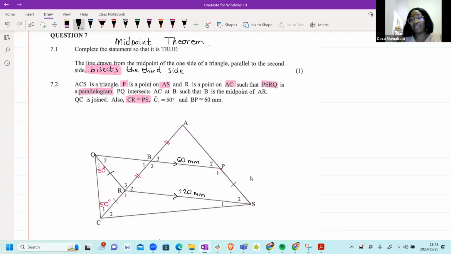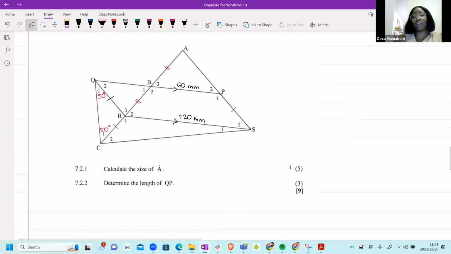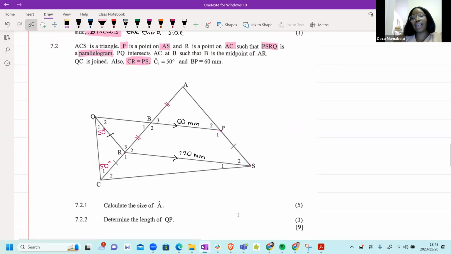All right. Okay, let's get to the first question. The first question says, calculate the size of A. And I want you guys to note that here, A is worth 5 marks. So there's work to be done. Okay, where would we start?